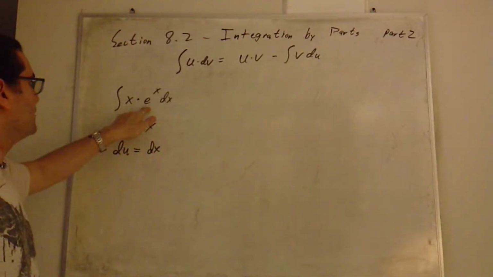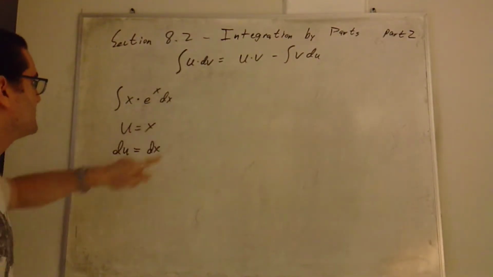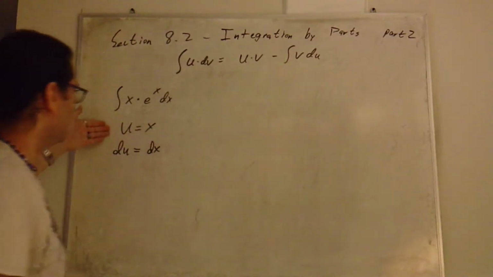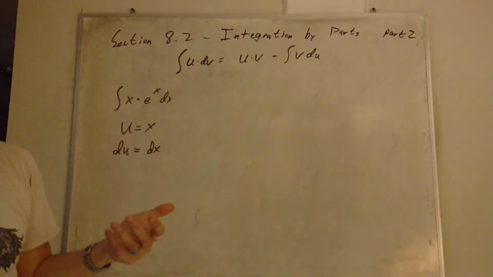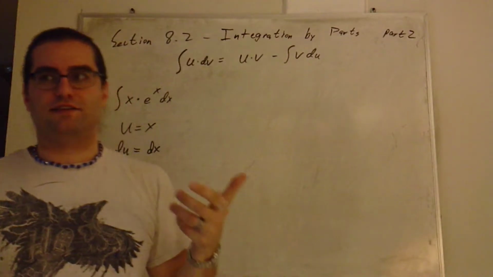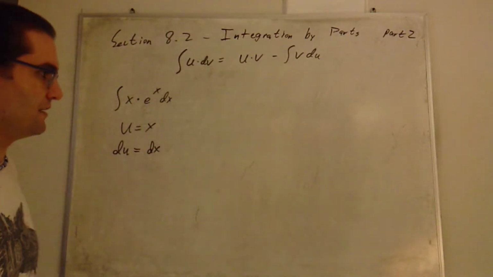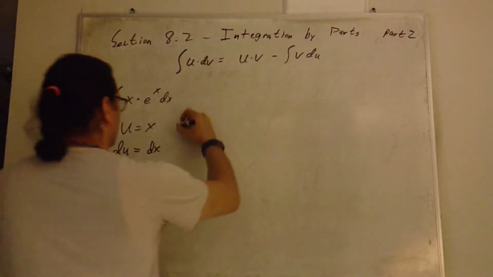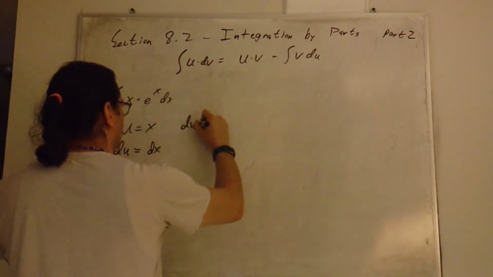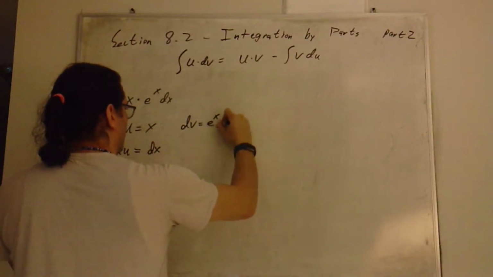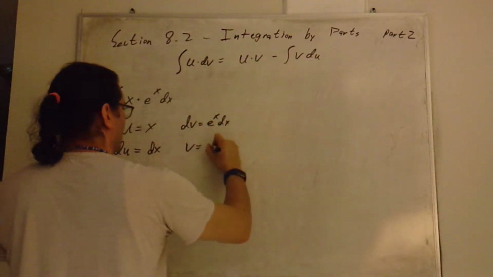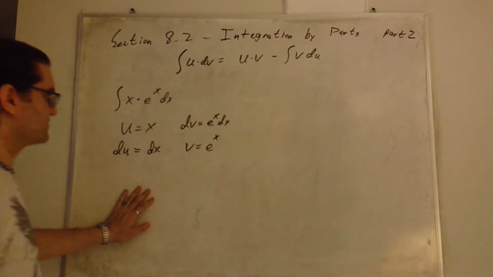If you try to let your e to the x be your u, it's not going to get any simpler when you take a derivative. The derivative of e to the x is exactly as complicated as e to the x is, so nothing to be gained there. So we're going to let that be dv, e to the x dx, so that v is e to the x.